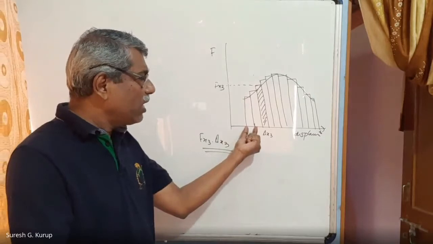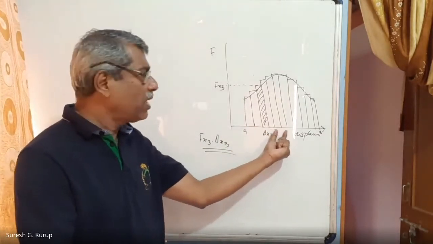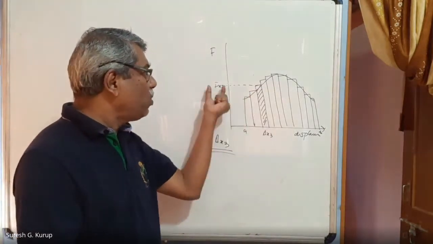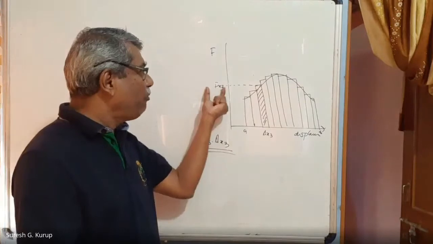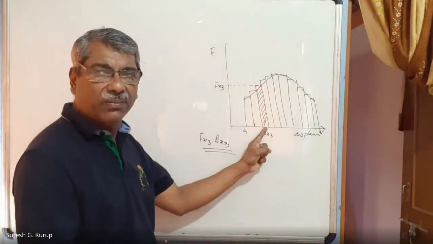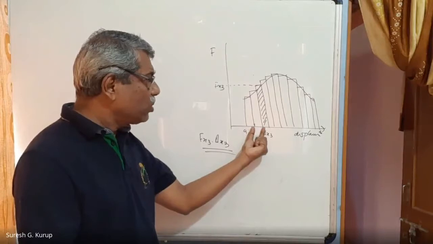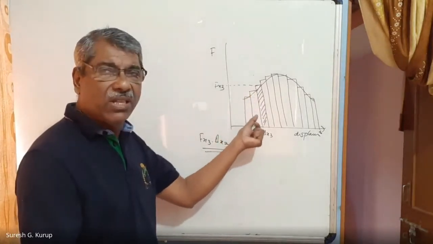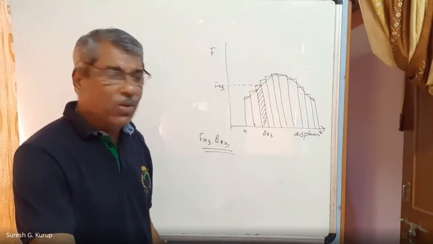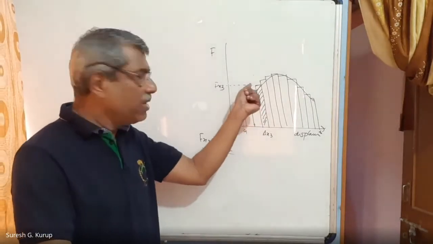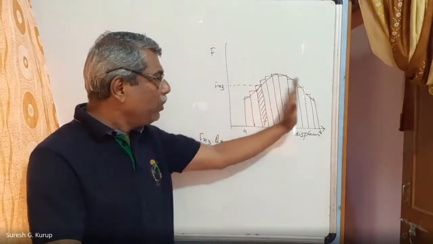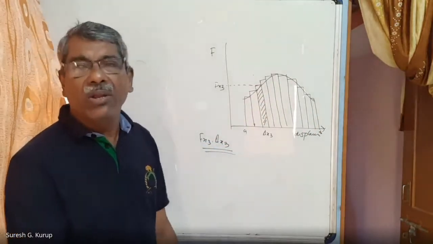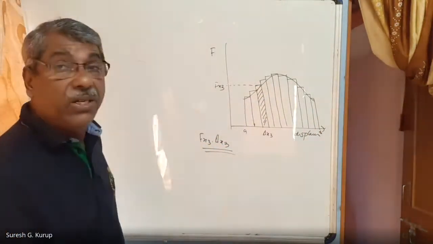So many like this. This is delta x1, this is delta x2, this is delta x3, etc. This is delta xn. All these small segments. So delta x3 into Fx3 is the area of this much part. In the same way, delta x2 into Fx2 is the area of this much part, because these are rectangles. Area of rectangle is length into breadth, right? When you take the area of all these small segments and add them together, then we will get the total work done.